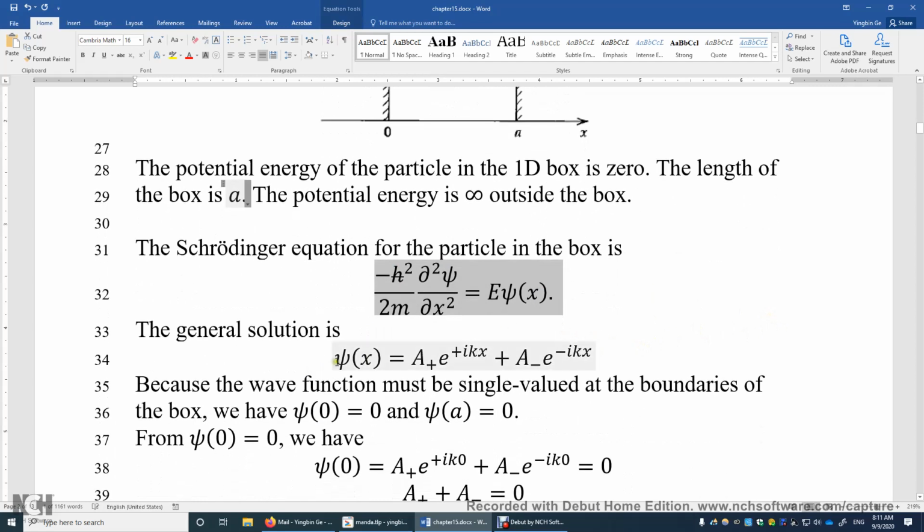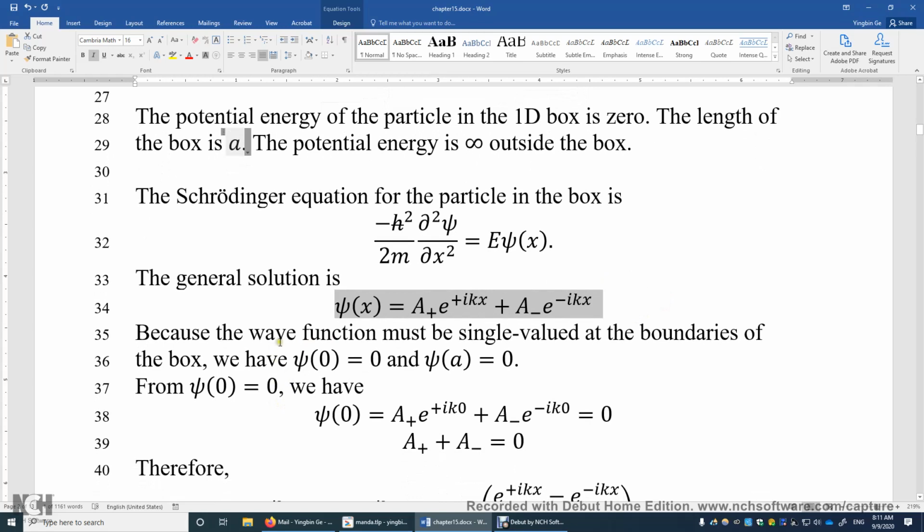The general solution is a linear combination of e to the power of plus ikx and e to the power of negative ikx. What is k? k is the square root of 2mE over h bar. So really, k is the magnitude of the momentum over h bar. k times h bar is the magnitude of the momentum of the particle.